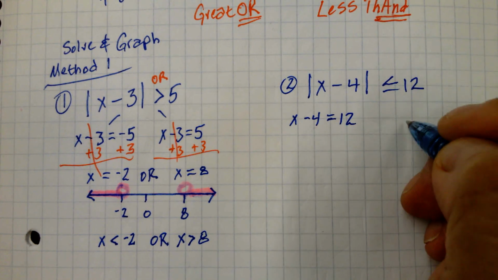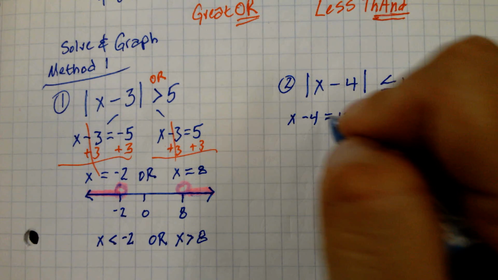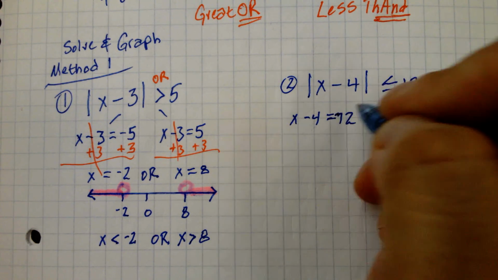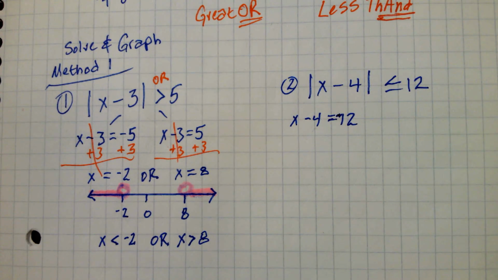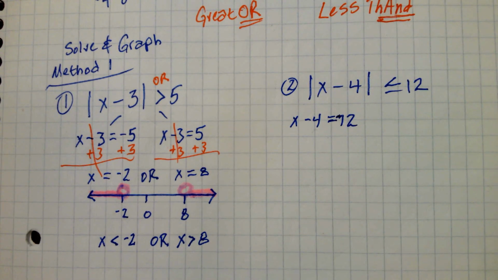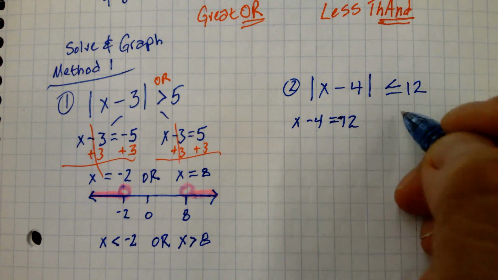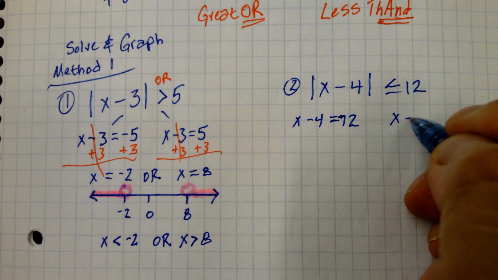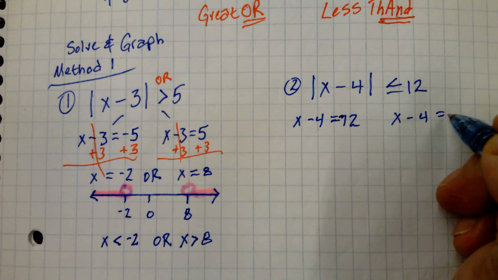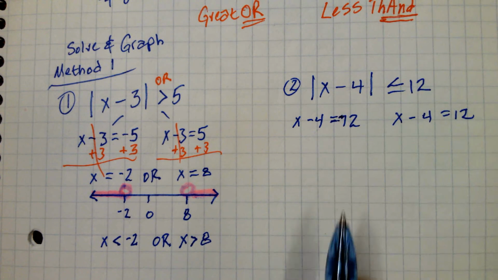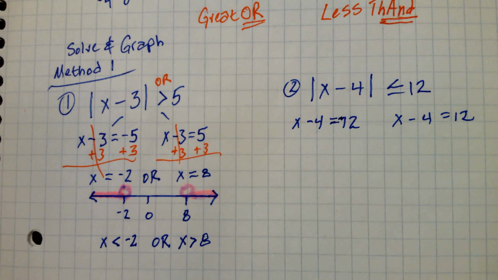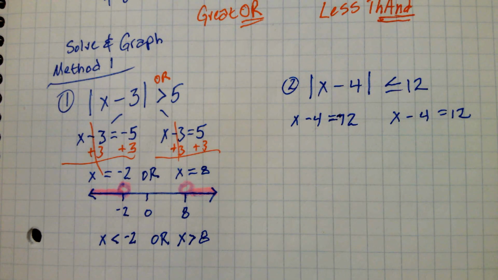And then we have x minus 4 equals negative 12. Sorry, make it negative 12. I like to start with a negative first. And then x minus 4 equals 12. So make sure that's negative. It usually works to our advantage to do it that way. Okay, solve it.